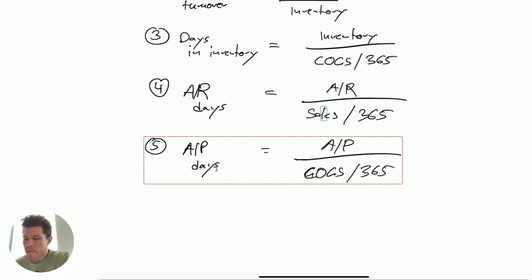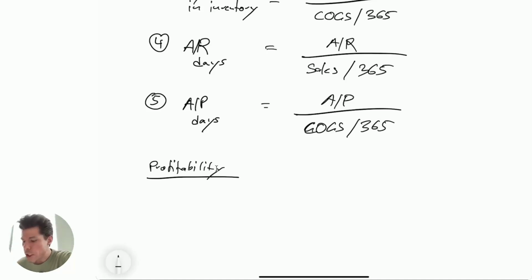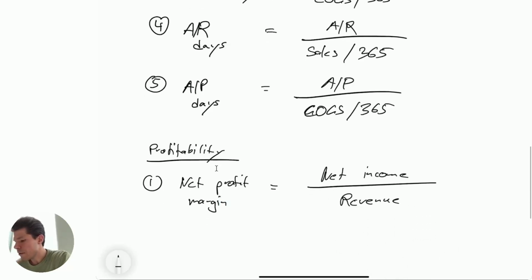Then let's talk about profitability ratios. Profitability ratios measure how efficiently a firm uses its assets and how efficiently a firm manages its operation. There are so many. I just want to give you an idea on a few. We have net profit margin. You may have seen it. Net income over revenue or sales. And you can see this directly from your income statement.